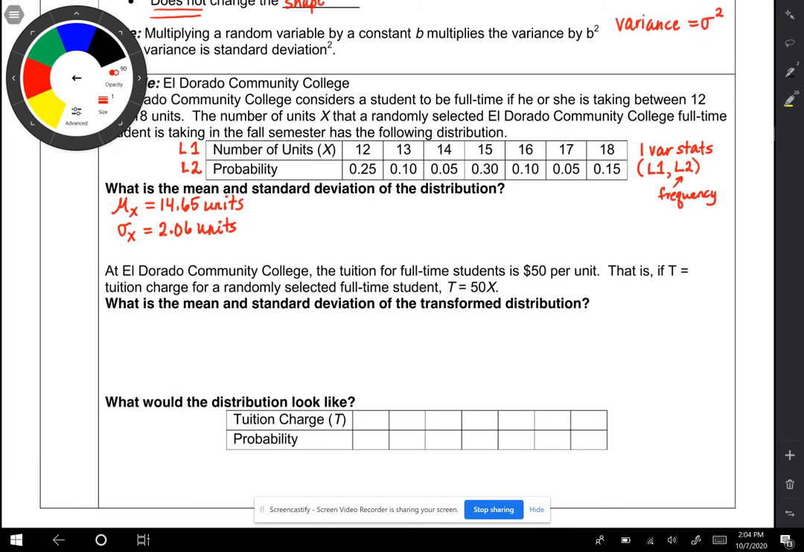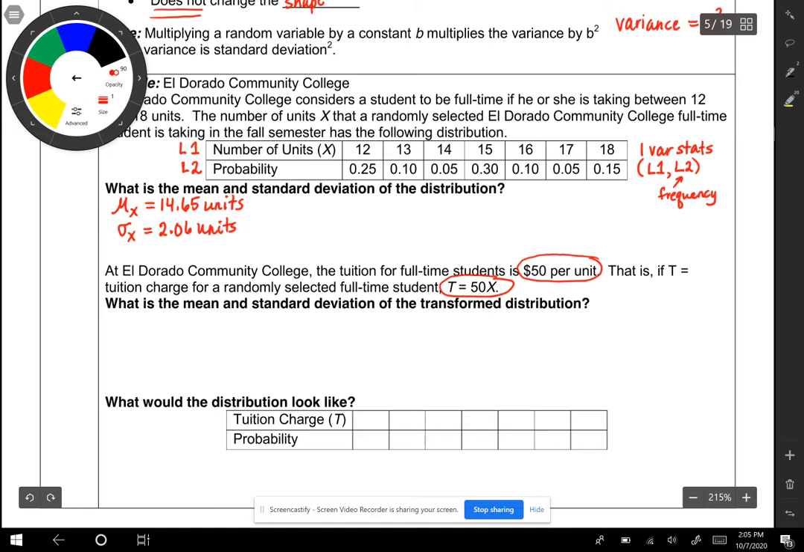At El Dorado Community College, the tuition for full-time students is $50 per unit. That is, if T is equal to the tuition charge for a randomly selected full-time student, then T will be equal to 50 times X, so X being the number of units. So 50 times, if a person took 12 units, would be $600. If a person took 13, it'd be 50 times 13, which would be $650, and so on. So there's your equation right here.